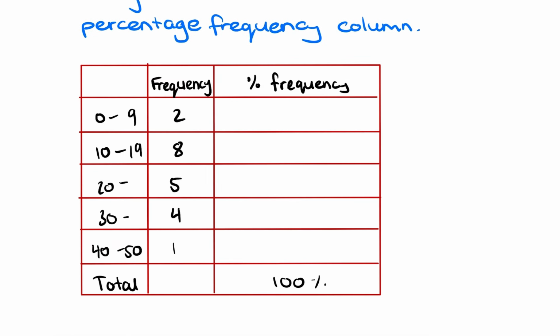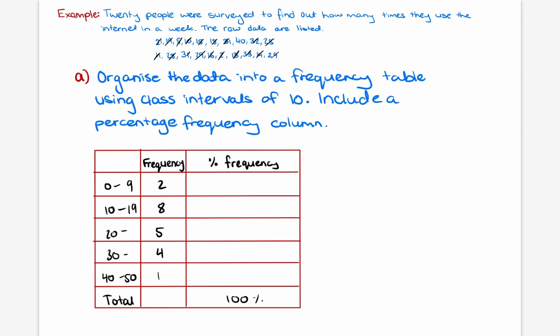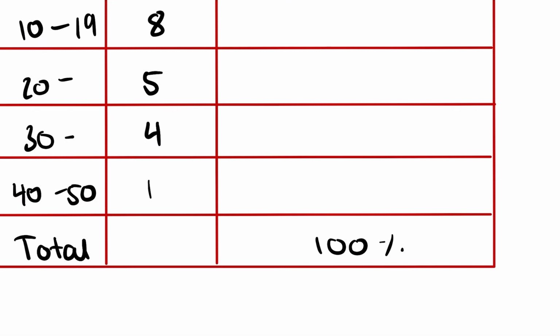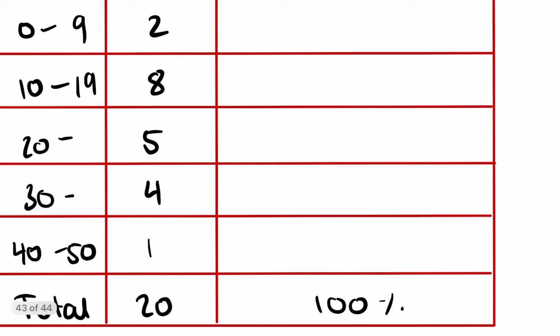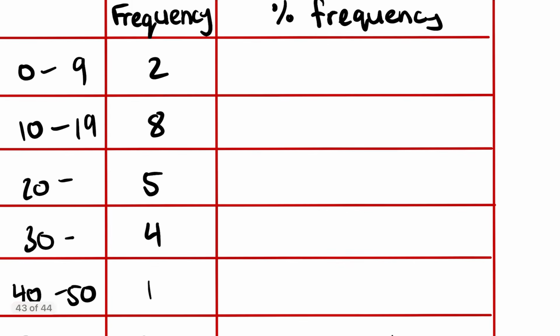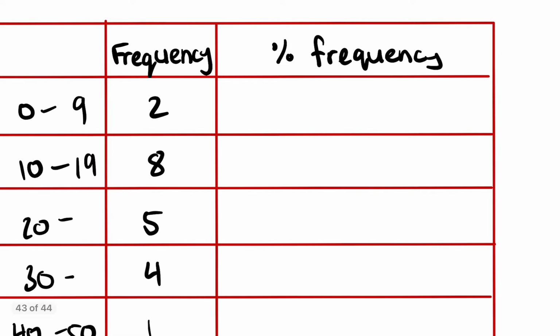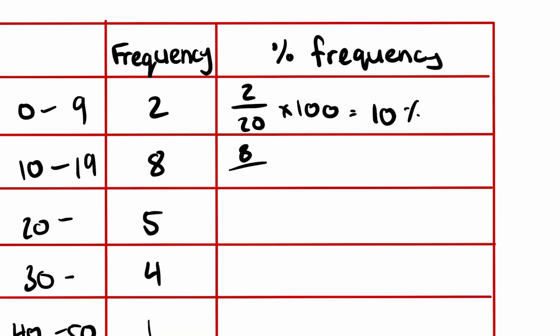So then if you go back to your original question, it said 20 people were surveyed, which means our total should be 20. Okay, so if these numbers don't add up to 20, then you've not quite done something right. Okay, to get percentage frequency, you're going to go the frequency divided by the total and then times 100. So in this case, I'm going to go 2 divided by 20 times 100. And that gives me 10%. Alright, so you just keep doing this. It's all going to be divided by 20 and times 100.